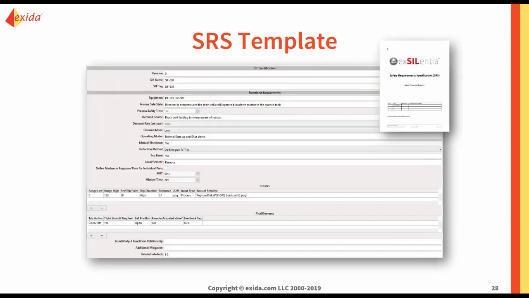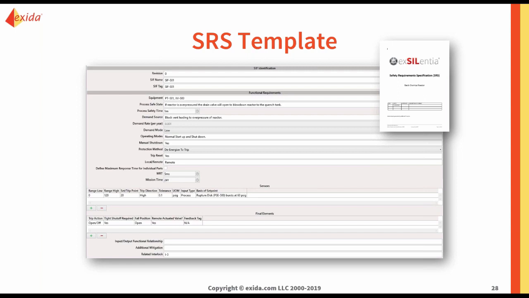And then for those SIFs that result from the LOPA, you have to fill out a safety requirement specification. And within exSILentia, this is essentially a template that ensures that you're addressing each of the requirements in IEC 61511 to be compliant with that standard and to effectively communicate the requirements that you've determined in analysis and hand that off to the design team so that they can design a truly safe safety instrumented system.